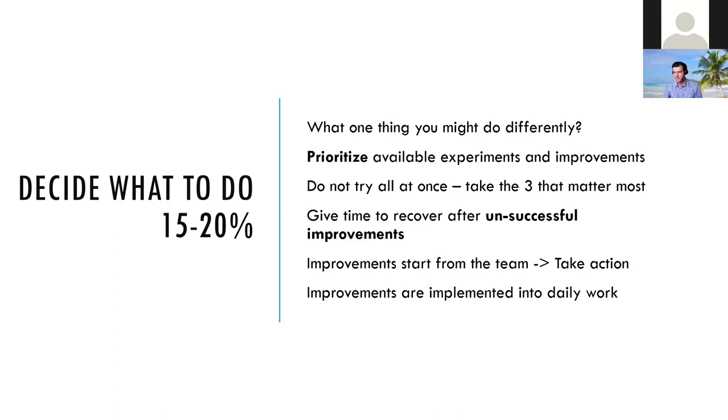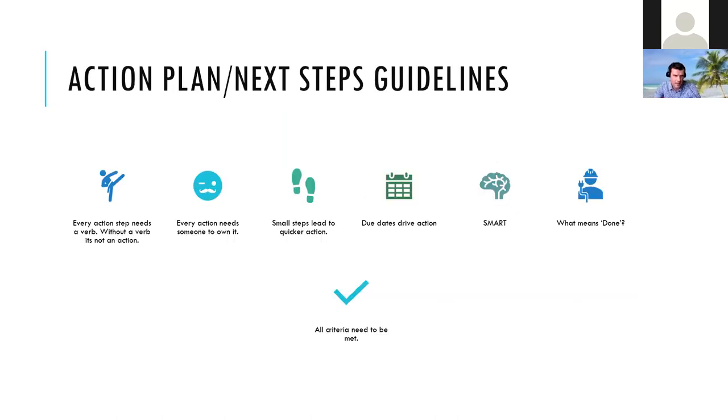Okay. What else? Improvements start from the team. I mentioned that they should do it themselves, and improvements should be done immediately. I'll touch on that later in more detail. But if something was defined, we know the solution, we know the situation, we know how to handle it, we have to make sure that all those 7 criteria are met.